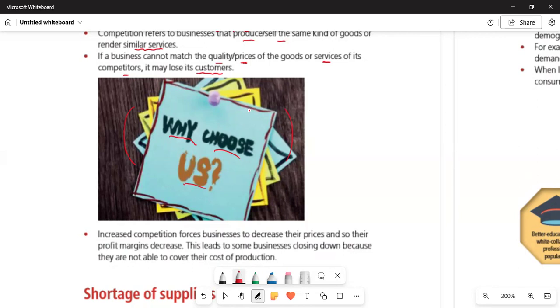It further on says increased competition forces businesses to decrease their prices. So if the competition is very intense, what does this force? The business to decrease their prices. So their profit margin decreases, and this leads to some businesses closing down because they are not able to cover the cost of production.